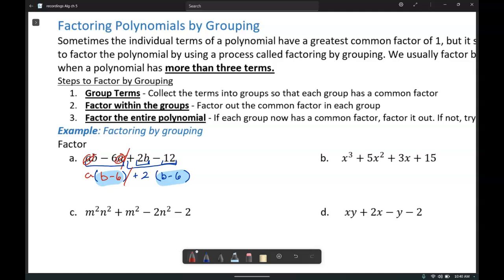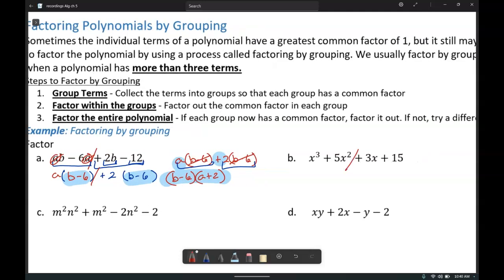So within the term A(B minus 6) and the term 2(B minus 6), we can factor out the GCF of B minus 6, which leaves me with just A plus 2. And now we have our factored binomials.